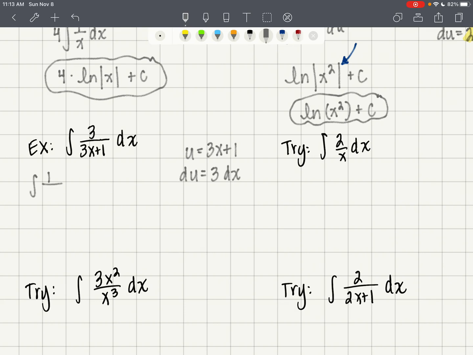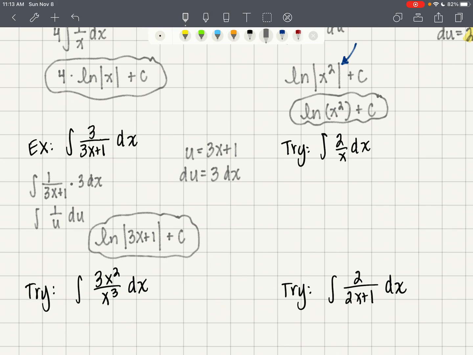We've got the integral of 1 over 3x plus 1 times 3 dx. So that's the integral of 1 over u du. So we're going to have as an answer the natural log of 3x plus 1. That requires absolute value plus c.